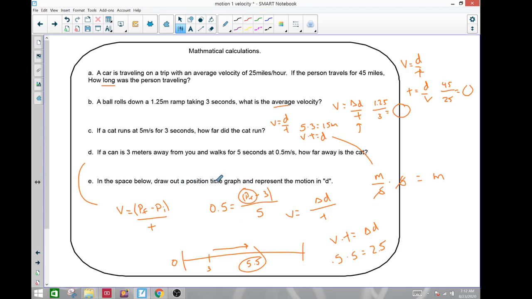In the space below, draw a position time graph representing the motion of the cat. Okay, so the cat is 3 meters away and walks for 5 seconds. Okay, so let's do this right here. A position time graph. All right, there's that. This is position, this is time. And the cat has a constant velocity, I'm assuming. It would just be a straight line and looks like this. Something like that. Thank you very much.